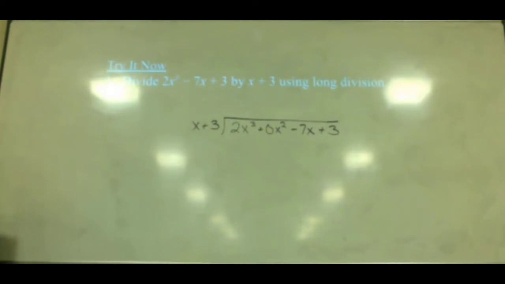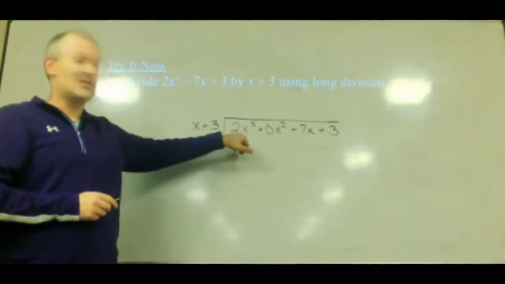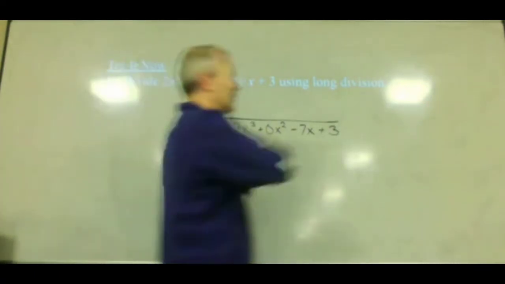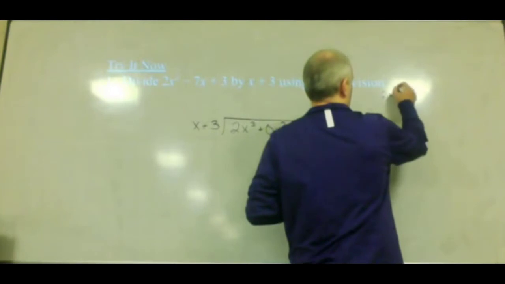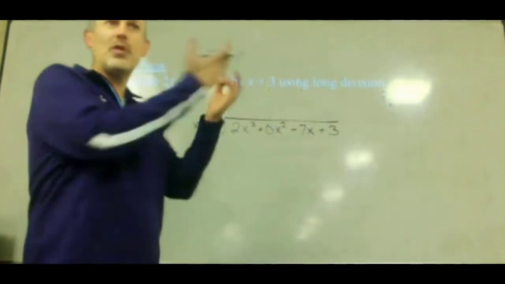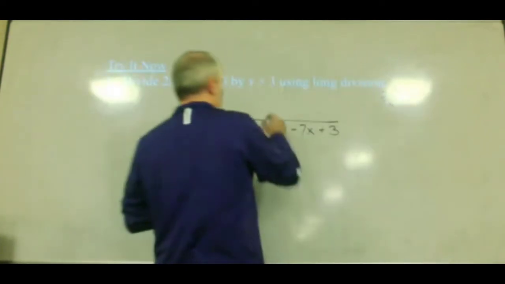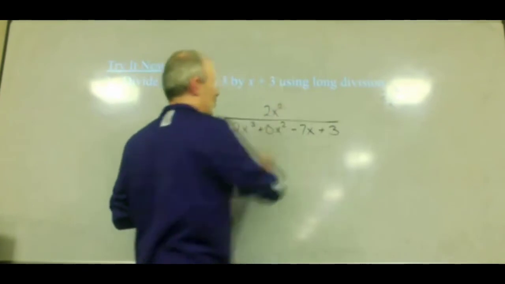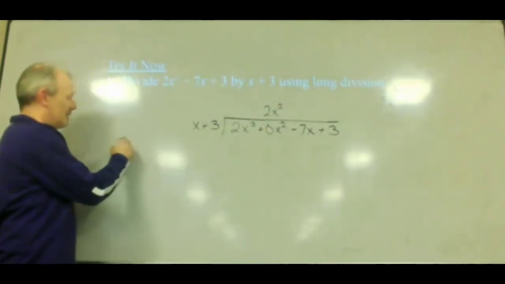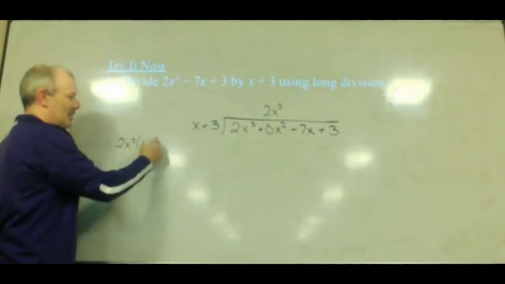So what do we do first? 2x cubed divided by x. Yeah, we want to cancel this out. So we take this 2x cubed and we divide by the x. And again, as you start doing this, you can probably do that in your head. What do we get here? 2x squared. So I'm going to go ahead and put that in here. I'm going to line it up with my 0x squared because we know that's right. So 2x squared. And we have to multiply it by x plus 3, the number we're dividing by.